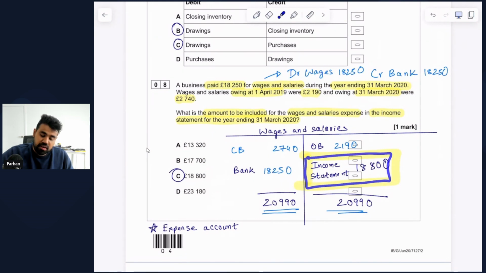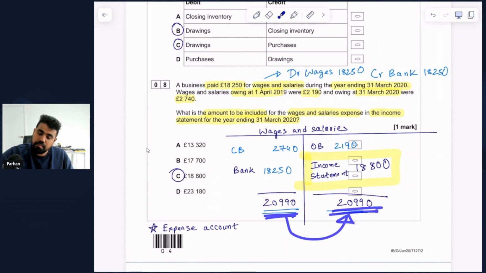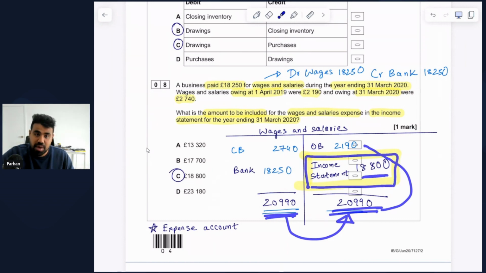So this is the figure that we had to derive and calculate ourselves. So how did we do it? We first found the total of everything on the debit side, which is to add the closing balance with the bank balance, and that is 20,990, which fundamentally speaking should also be the same for the credit side. And once you subtract the opening balance, you get 18,800, which is what we refer to as the actual wages and salaries expense for the year.